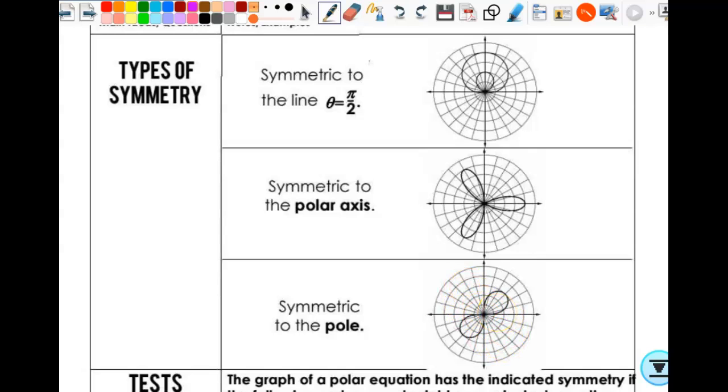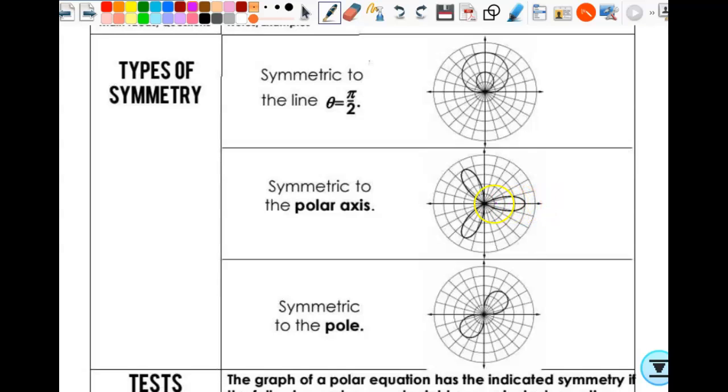Okay, so let's talk about the symmetry then. You can have these graphs be symmetric to theta equals pi halves, which is what you would think of as the y-axis, symmetric to the polar axis, which you can think of as the x-axis, or symmetric to the pole, which you can think of as the origin, right? So if it's symmetric to theta equals pi halves, that means I can reflect it in that line, and it looks the same. So this one has that symmetry.